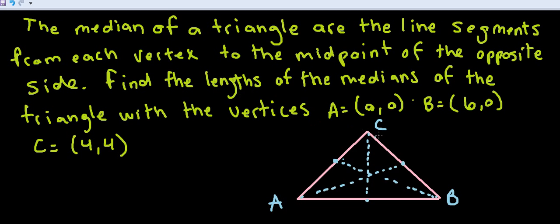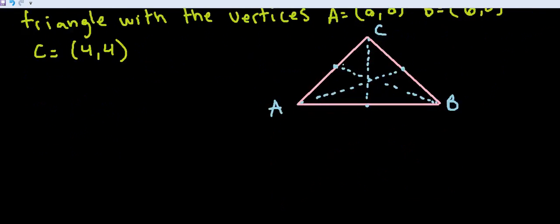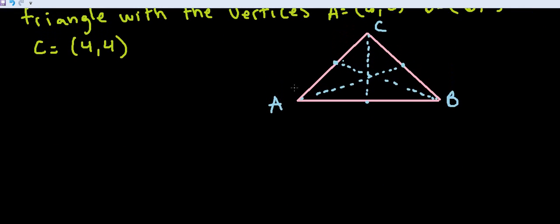We can go about this by finding, let's start with median A. For median A, we need to find the midpoint between C and B. After we find this midpoint, we can then find the distance between that midpoint and point A. So let's start doing that. First we need to find the midpoint between B and C.